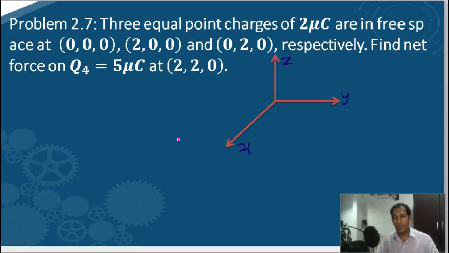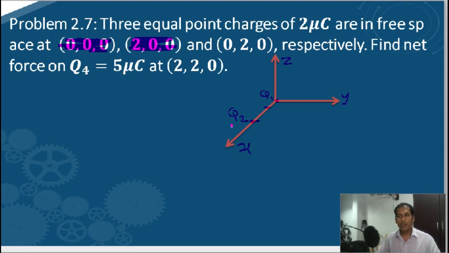So on this we have to locate the given points. First one is at 0, 0, 0, that means at the origin. At the origin first charge is present. Let us call it Q1. So here at the origin we have Q1. Then Q2 is at 2, 0, 0. That means it is on x-axis where distance is 2. So say this is x-axis 1 and 2. So second charge is present here.